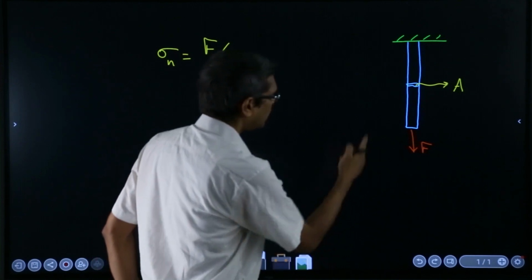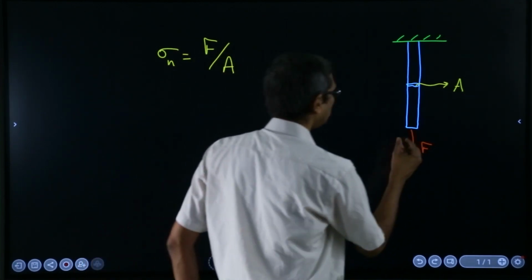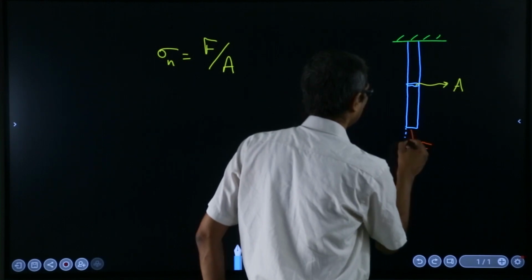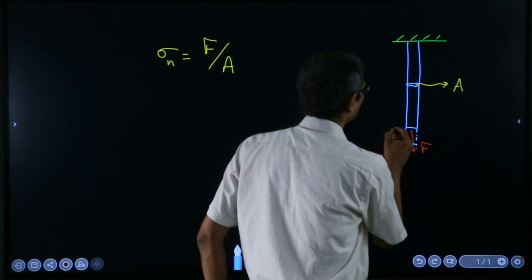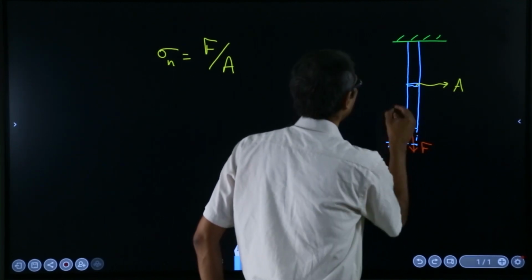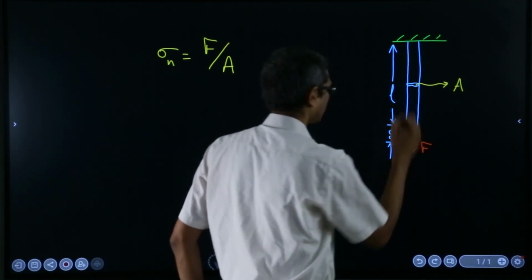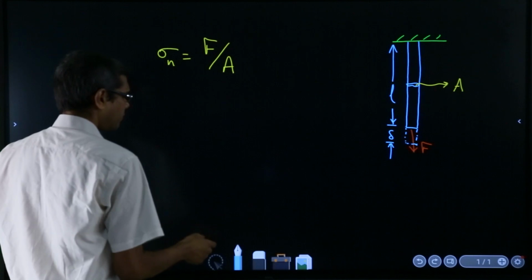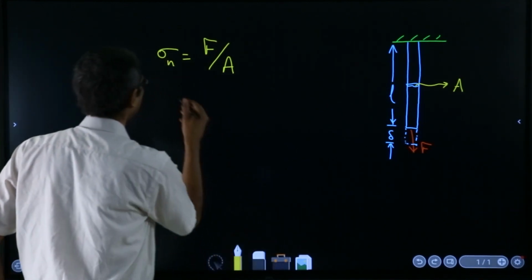So if you divide, you will get the normal stress. And suppose because of this force, this rod got elongated to say this kind of a place. Okay. Now suppose this part is some delta length, and this was initially say L length. Okay. Then we define the strain. I am sure that you have studied this.